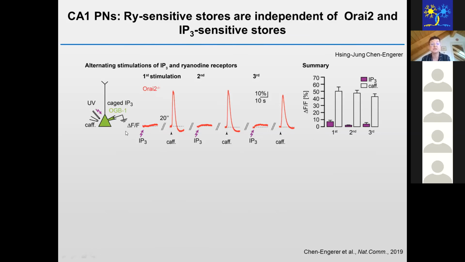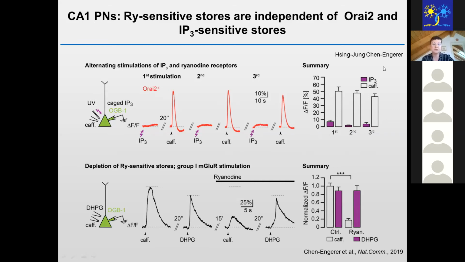So the traces here demonstrate 3 rows of subsequent application of IP3 uncaging and caffeine application to the somata of whole-cell patch-clamped CA1 pyramidal neurons. Both the traces and the summary demonstrate the abolishment or large reduction of responses to IP3, in comparison to the preservation of ryanodine receptor-dependent responses. To test the independence of IP3 receptor-dependent calcium stores from ryanodine receptor-dependent calcium stores even further, we designed an experiment in which we sequentially applied caffeine and DHPG to somata of whole-cell patch-clamped CA1 pyramidal neurons in the wild type.